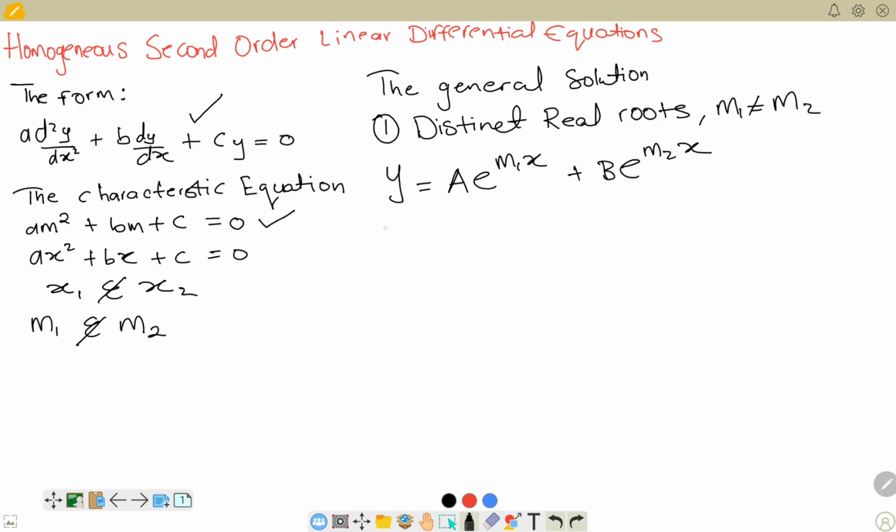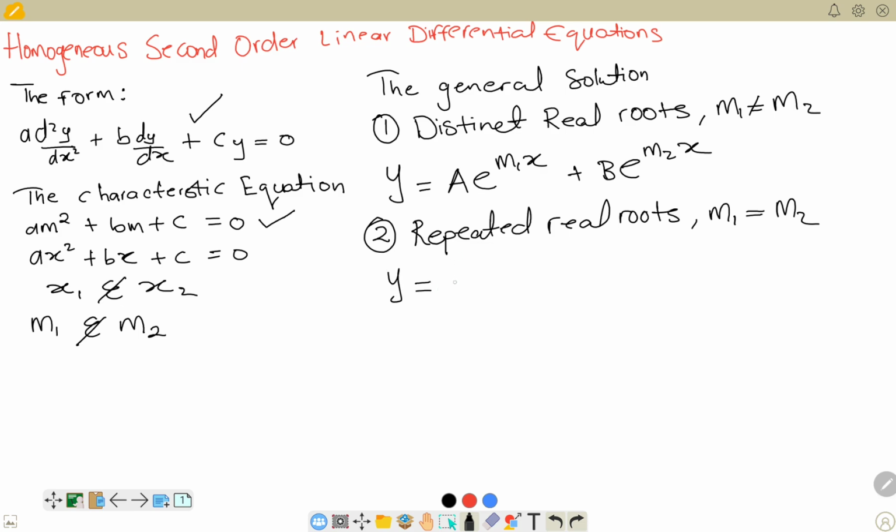So when we solve that quadratic trinomial again, we'll get values of m1 and m2. So we will have another case where we will have repeated real roots. This means that m1 is equal to m2. So if you were asked to solve the general solution of that differential equation, you need to use this equation now: a e to the power m1x. So this term is still the same, but the difference is here now.